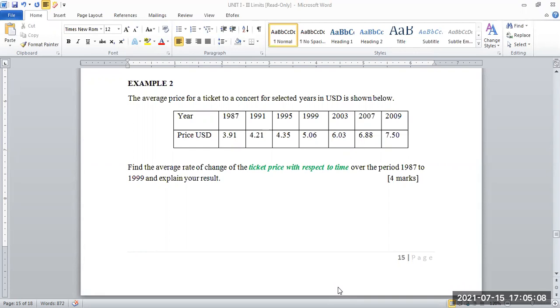Let me take the calculator. The year 1999 minus 1987. So that's 1999 minus 1987, which is 12. The answer is 12. So if we look at it, 5.06 is right at 1999, technically in the center.